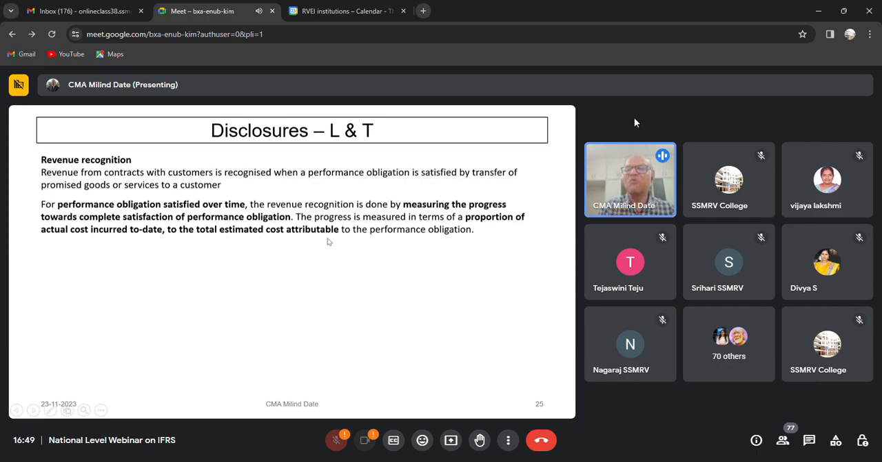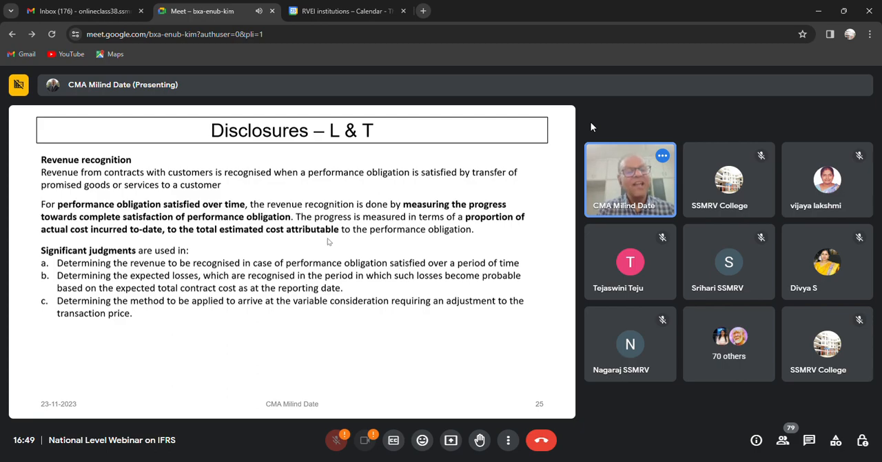So which method are they using? Input method. So you will find the theory and practice exactly the same. The same principles are being used. We should be able to link the principles to the practical disclosures made. And as I said, whenever things are not explicit, you will have to apply judgments. Now for the revenue standard, L&T has very clearly said, okay, we have used significant judgments in determining the revenue to be recognized, especially when performance obligation is satisfied over a period of time.